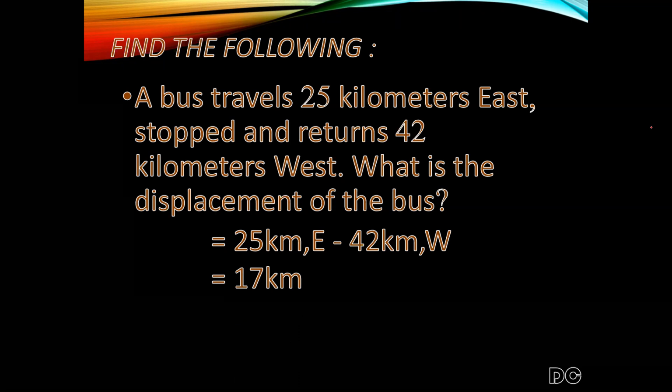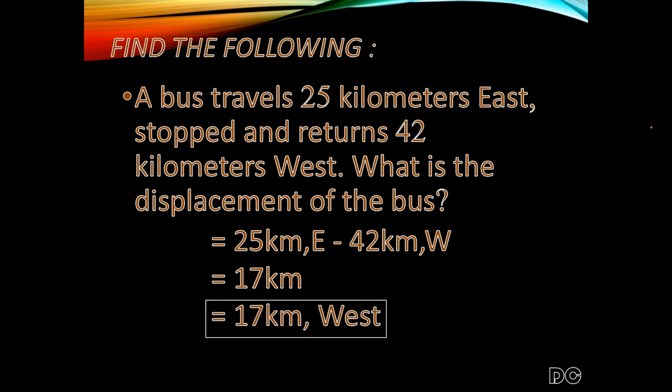Since mas malaki si 42 kilometers, ang kanyang direction ang ating i-follow. So 42 kilometers is going to the west, and so we will follow its direction that is going to the west. And so, the displacement of the bus is now equal to 17 kilometers west. So that is how we add vectors if they act on the same axis.